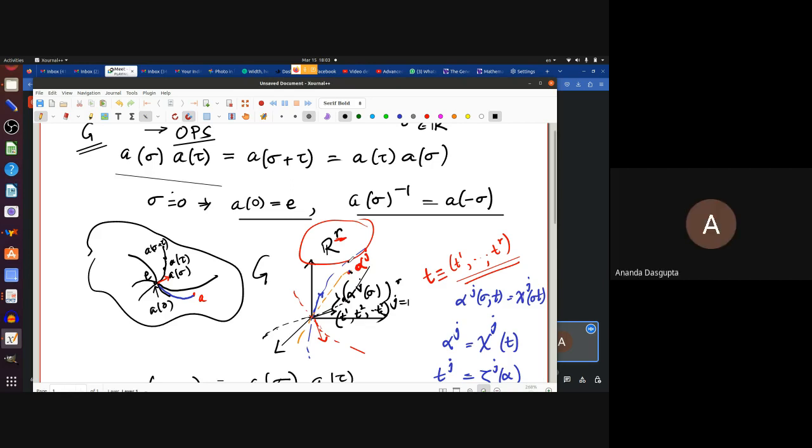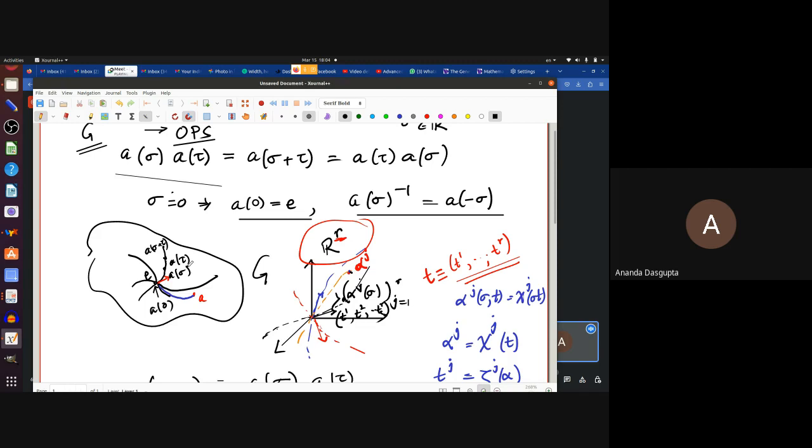Those are coordinates. And I'm saying that my one parameter subgroup, which is really a curve on G, can also be indicated by a curve on this R dimensional real space. And that curve goes to alpha j when sigma is 1. And my original one parameter subgroup goes to A when sigma is 1. That's our choice, that sigma is equal to 1. But it will also tell you something else.